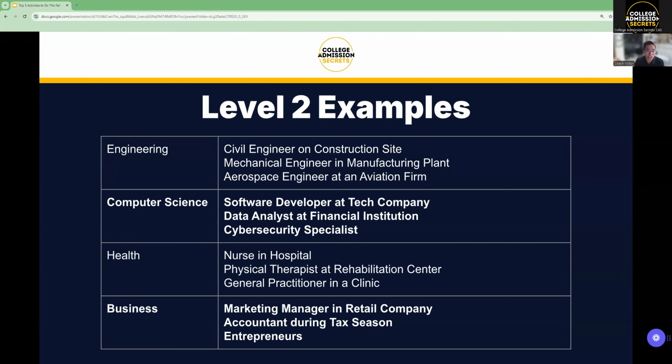Going on to health: shadowing a nurse, a physical therapist, or a general practitioner. A lot of folks are asking how you get shadowing or volunteering experience at a hospital. Well, you don't necessarily need to start at a large hospital like a Kaiser. Go to your local mom and pop small clinic. Try calling them straight up and saying, hey, I'm a student very interested in the medical field and I would love to learn more. Is it possible that I just come in to observe?